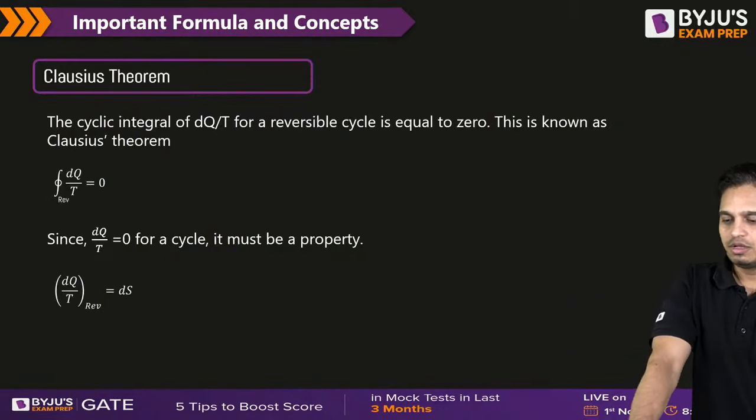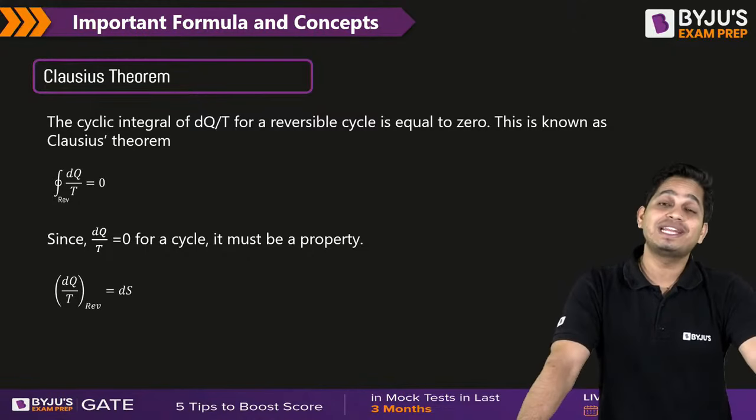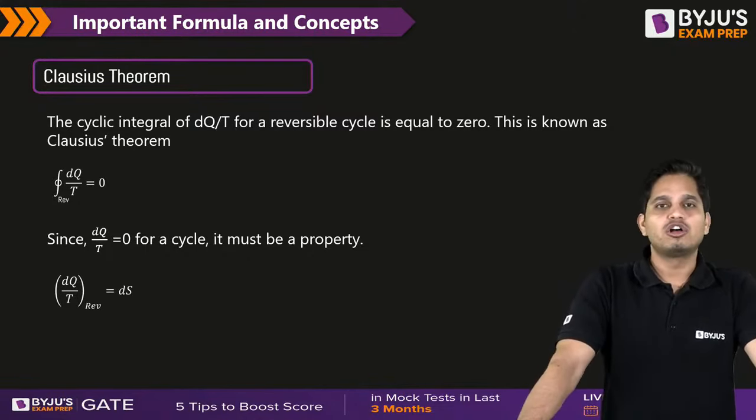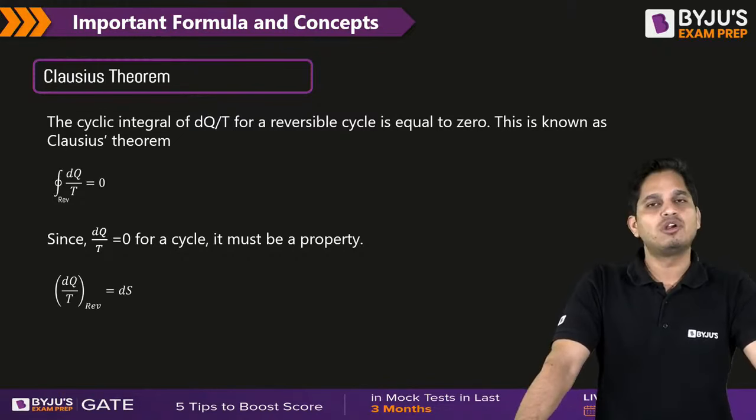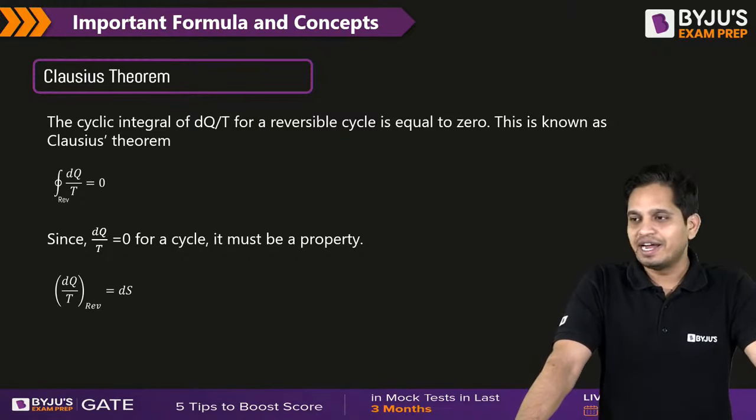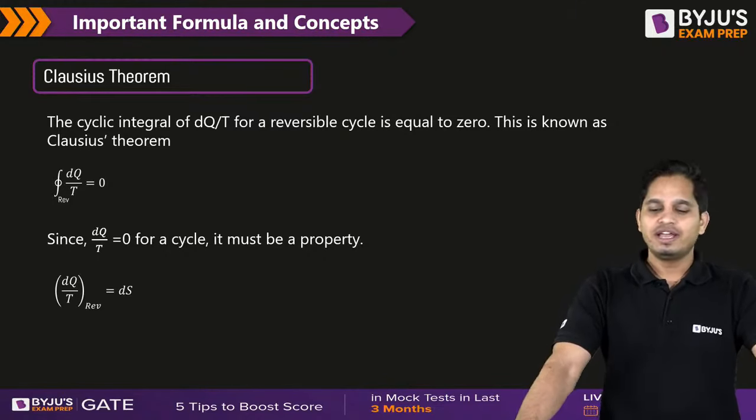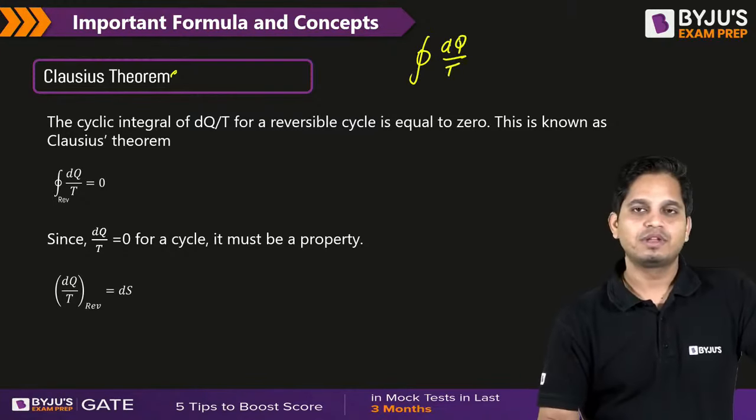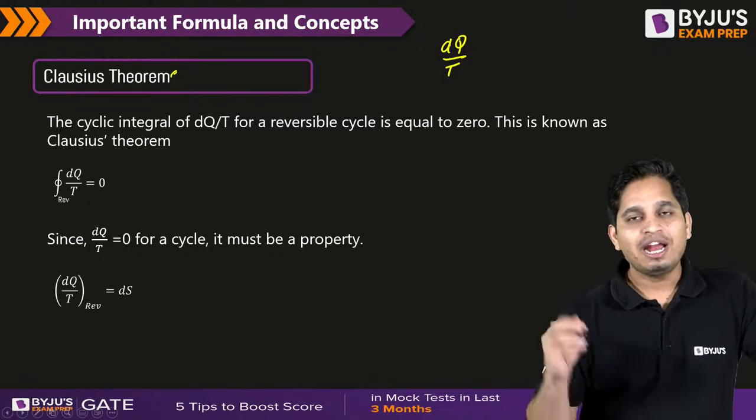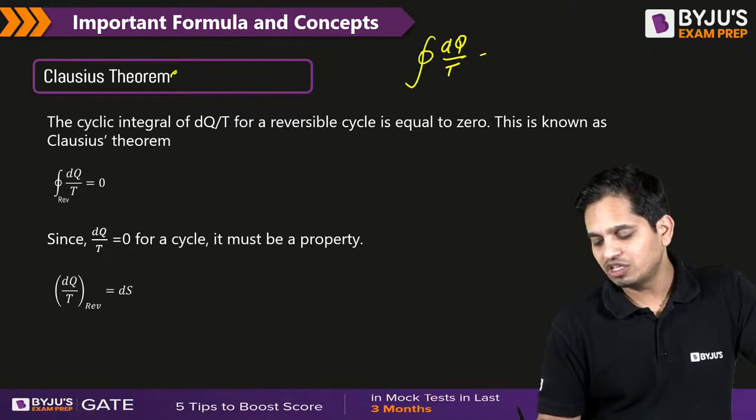Okay, chalo. So now we have come to entropy. What does the Clausius theorem say? Clausius theorem says that the cyclic integral of dq by t for a reversible cycle is equal to 0. So Clausius theorem says that there is a quantity dq by t, and for this quantity the cyclic integral is equal to 0.